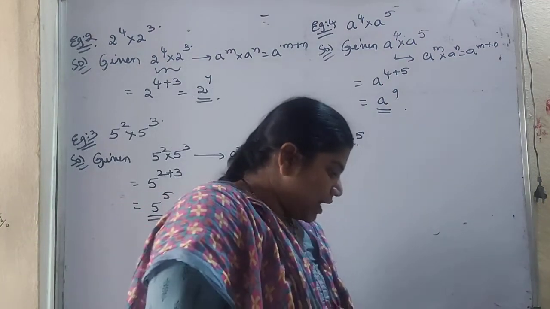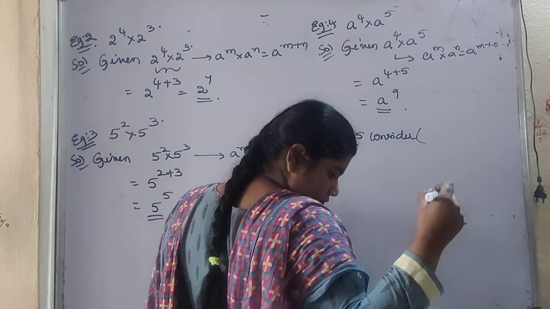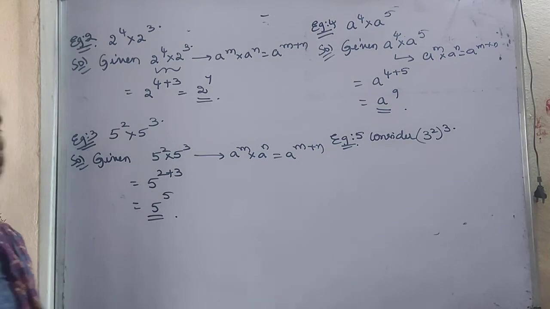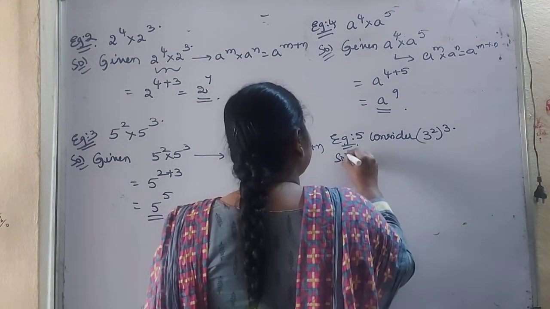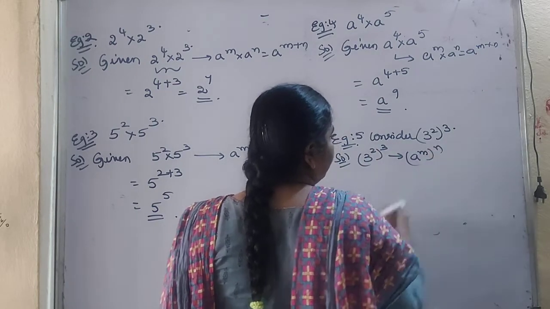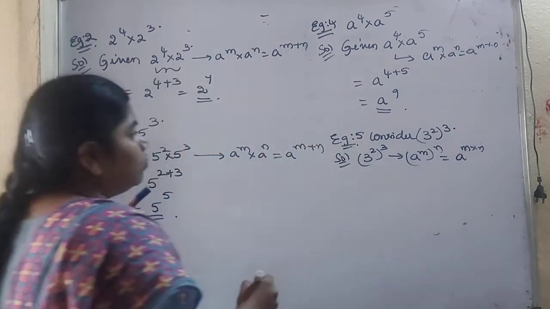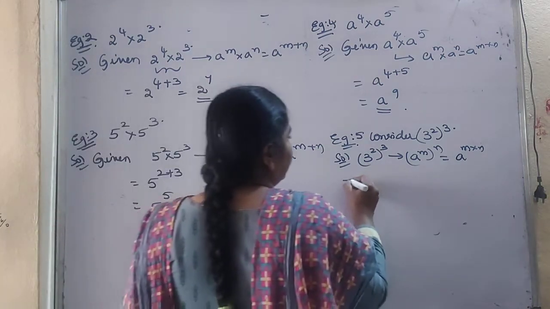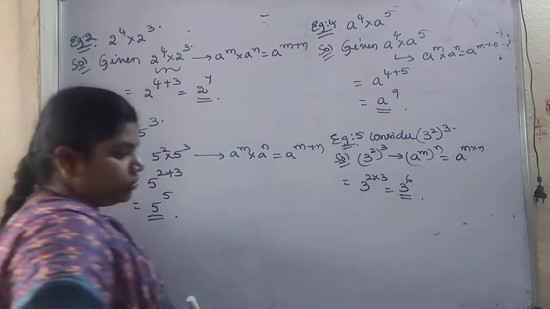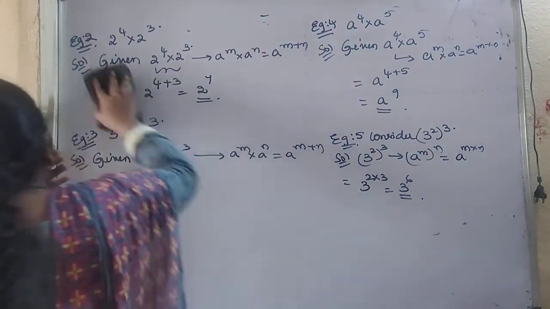Example 5 is, consider 3 square whole cube. So we have to solve this. Given 3 square whole cube, this is in the form of a power m whole power n. So we can multiply the powers here: a power m into n. So it will be 3 power 2 into 3, which equals 3 power 6. So 3 power 6 is our answer. So this is example number 5.